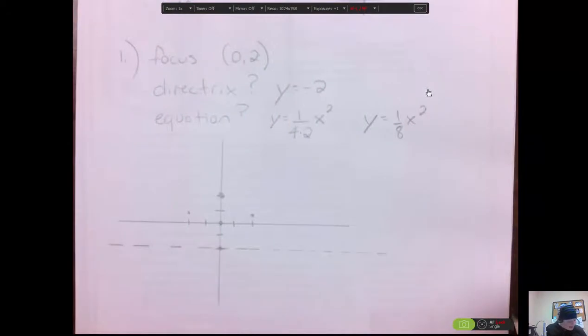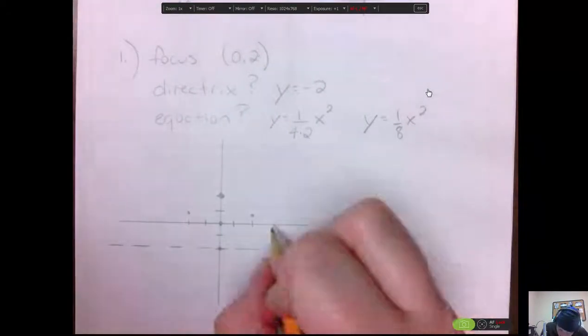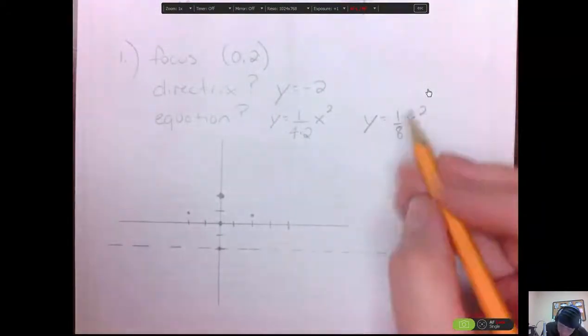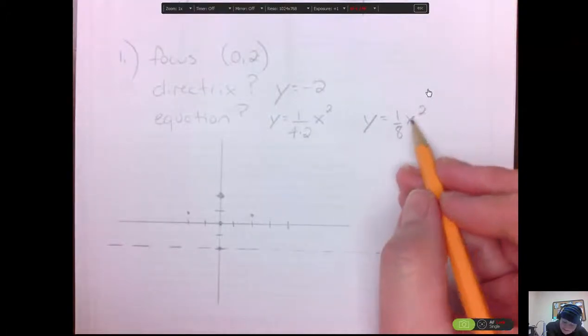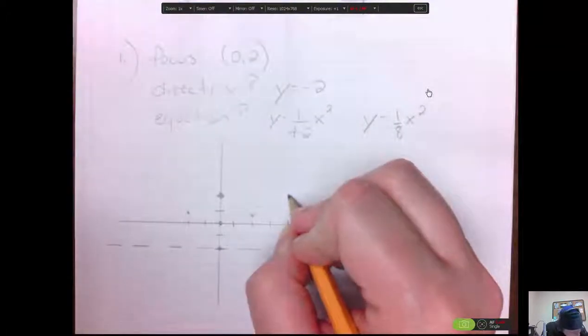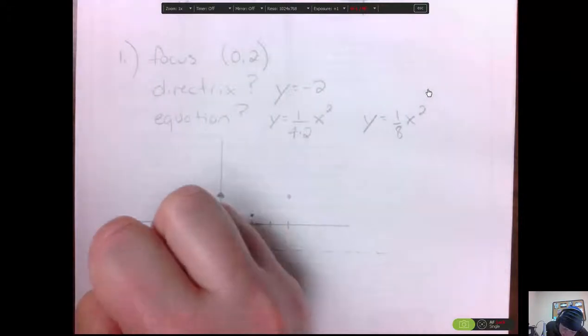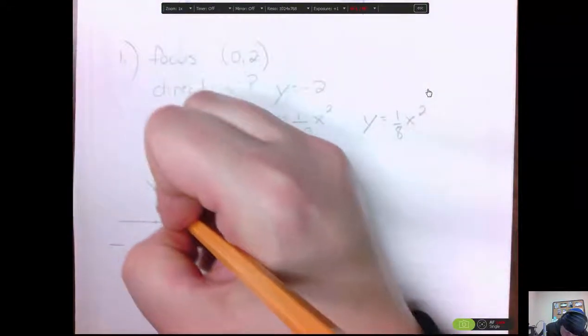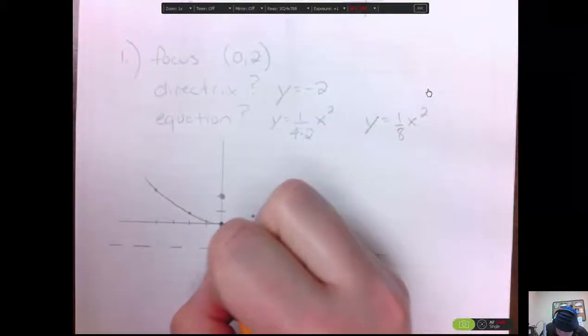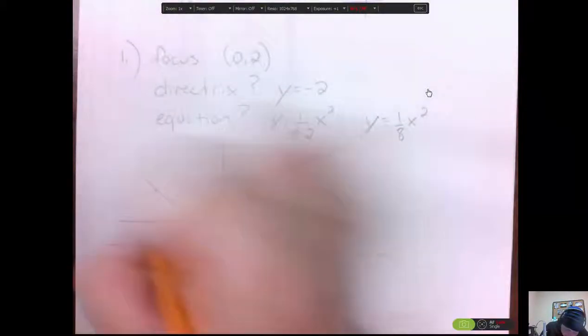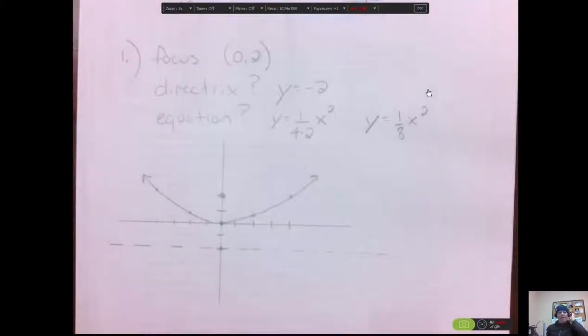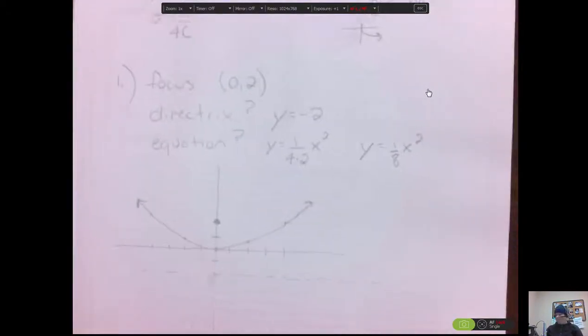So here's kind of the idea. I could put in 4: 4 squared is 16, and 16 divided by 8 is 2. So we could put in that number. And then here's our graph. It's kind of a wide looking parabola. Ta-da! So we can just take the focus, knowing C, we can find the directrix, and we can then find the equation of the parabola.